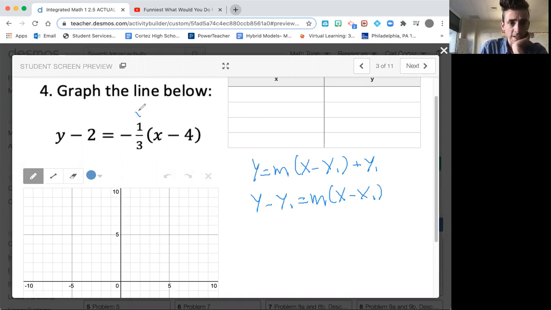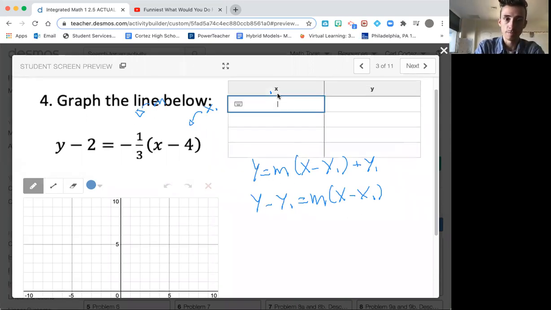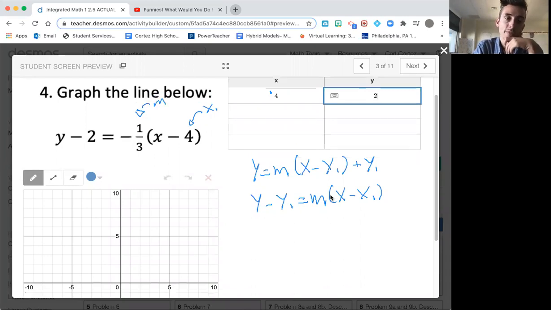Your slope is still negative 1/3, which I think is pretty easy to spot. Your x1 coordinate is going to be 4. So in here, I'm going to put that my x coordinate's 4. And then my y coordinate's the opposite over here. So it says -2, but it should really be +2. And then since we're just graphing, I could get other points, but I'm just going to settle on those.